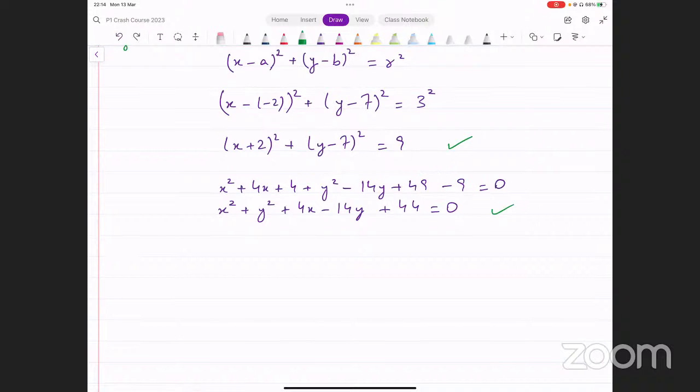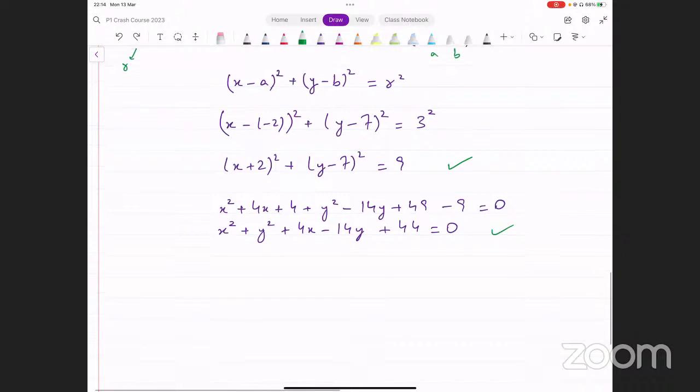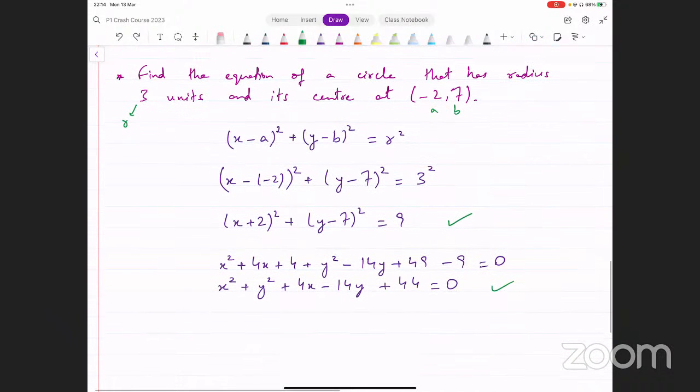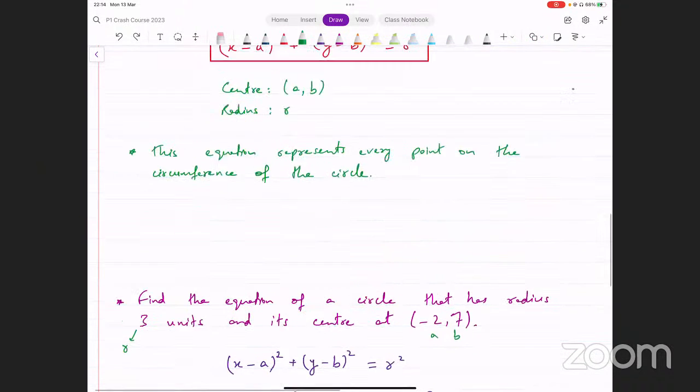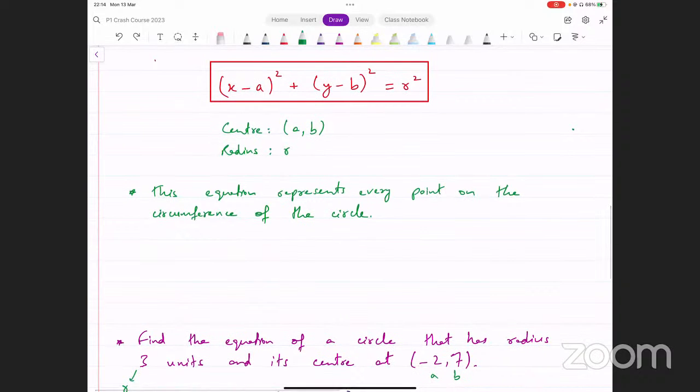This is the form that you need to remember. If they want an expanded form as the answer, you could just expand it. So that's how you write down the equation of a circle. Remember this form, x minus a whole squared plus y minus b whole squared equals r squared. You just have to input values there.